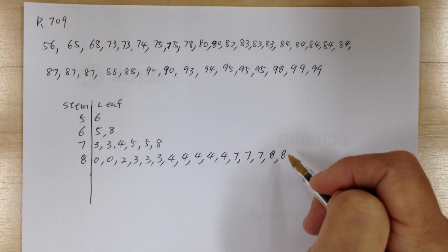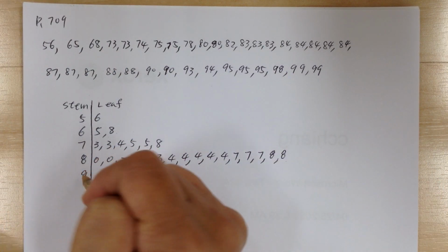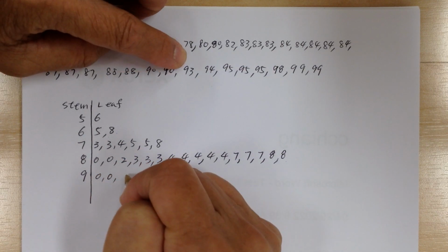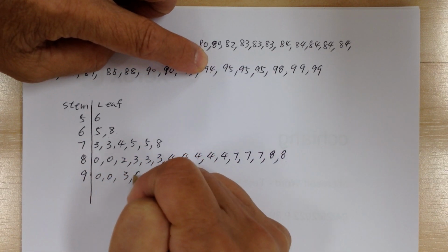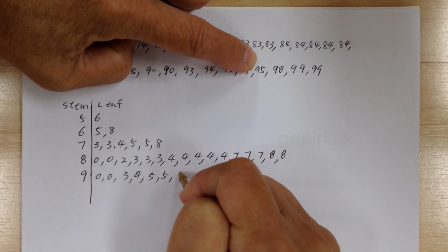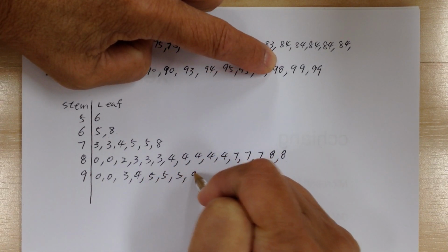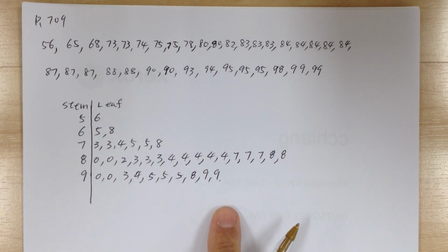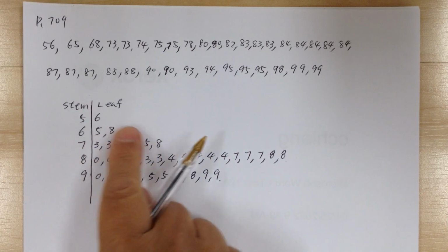Now you go to the 90s, so you're going to get the 90, 90, 93, 94, 95, 95, 95, 98, 99, 99. Okay? So this is called a stem and leaf plot.